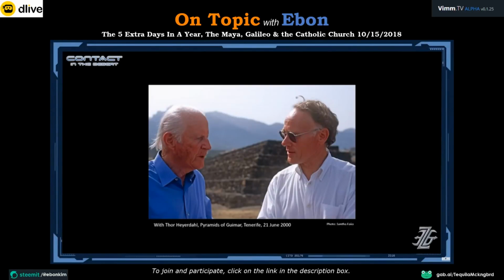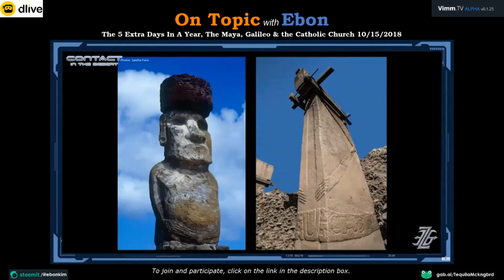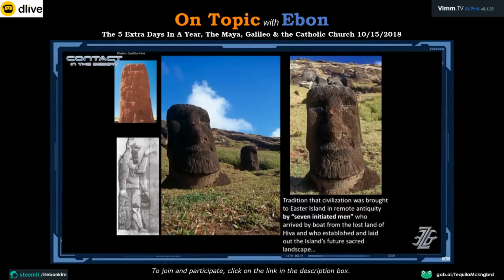I think if Thor had known about Göbekli Tepe, he would have been intrigued by the similarity of the hand positions of the Göbekli Tepe figures and the Easter Island figures, the hands meeting in front of the belly with this belt underneath. And interestingly enough, the tradition is that civilization was brought to Easter Island by 7 initiated men, the 7 sages again. And obviously these are bearded figures.